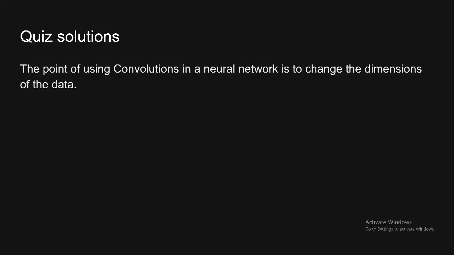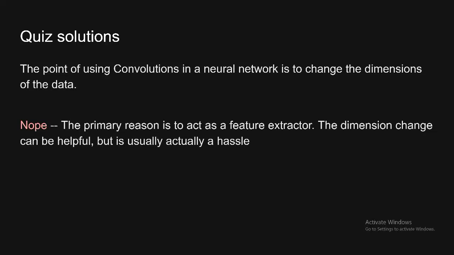It is not the point of using a convolution. I do put here that it can be a useful property. Sometimes we like the ability to do it. I suppose if you really wanted to, you could do it with that express purpose, but there are much easier ways to do that. The primary reason we do it is because we want to extract useful features.